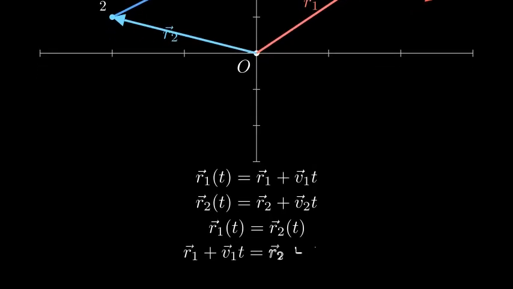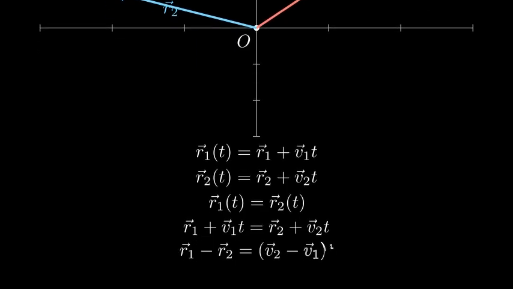Let's substitute our position equations. We get r1 plus v1 times t equals r2 plus v2 times t. Rearranging, we get r1 minus r2 equals v2 minus v1, all times t.